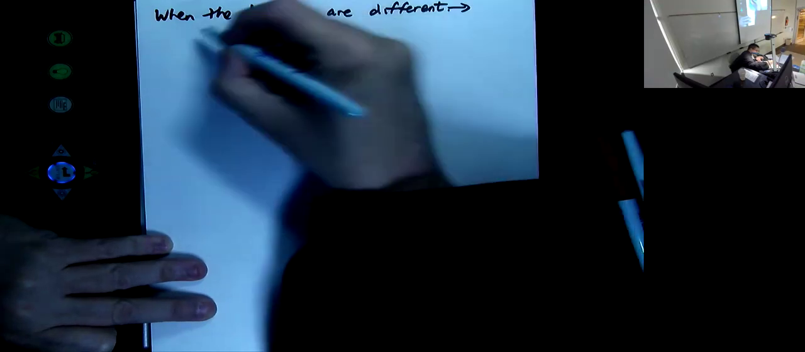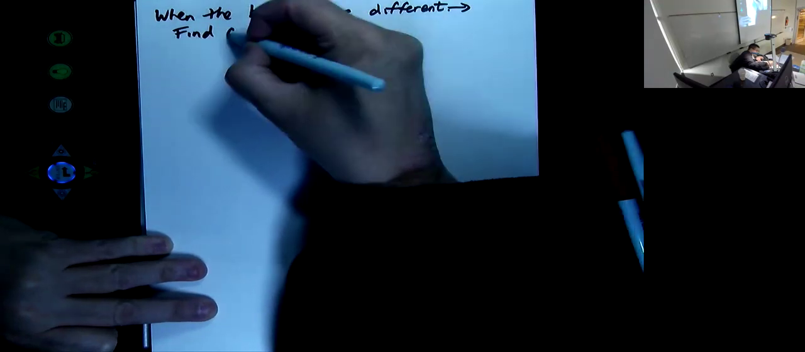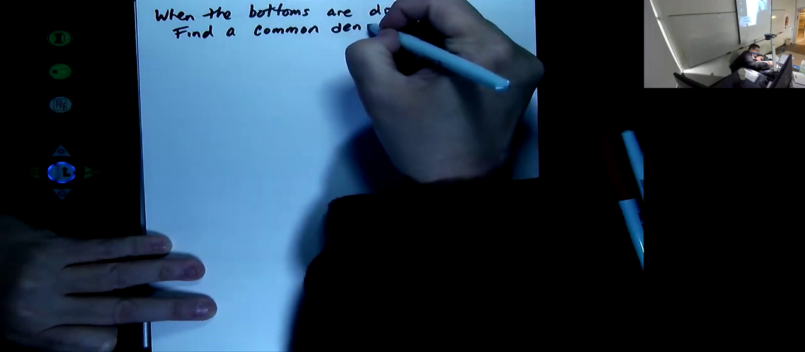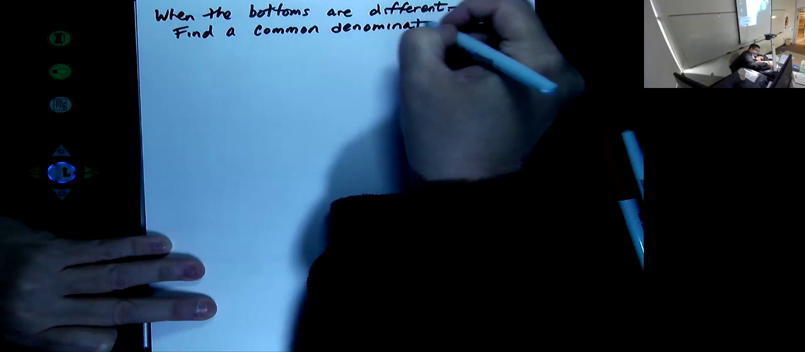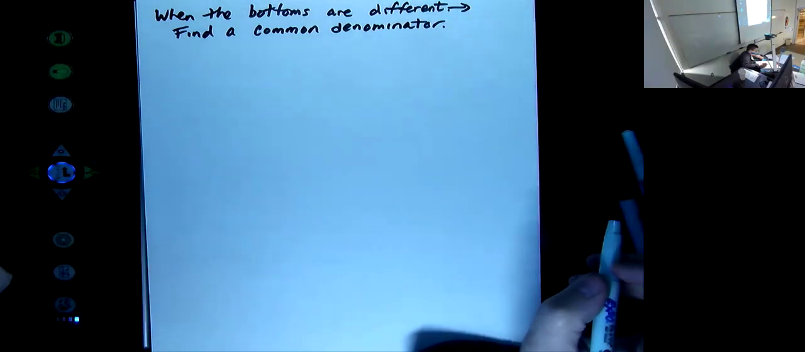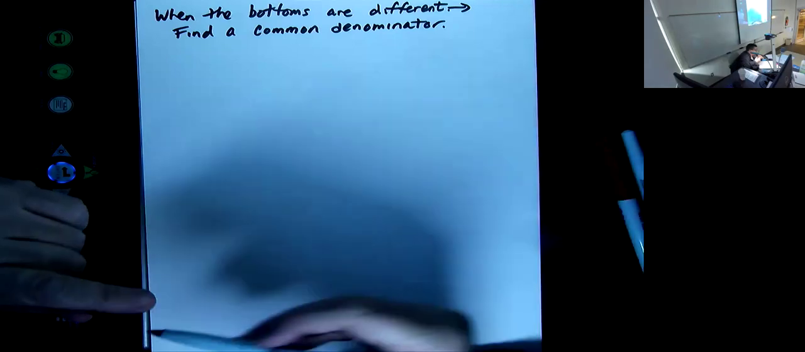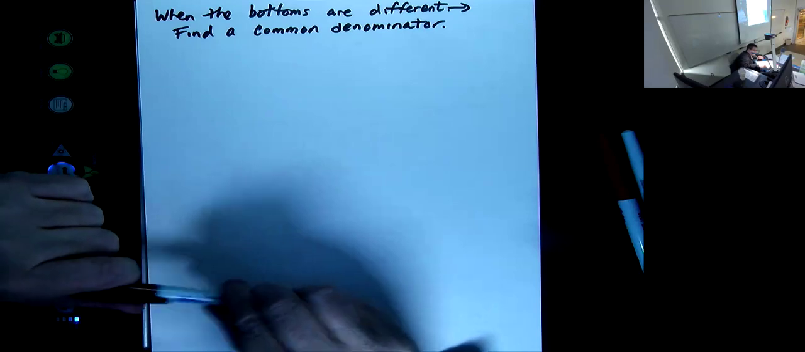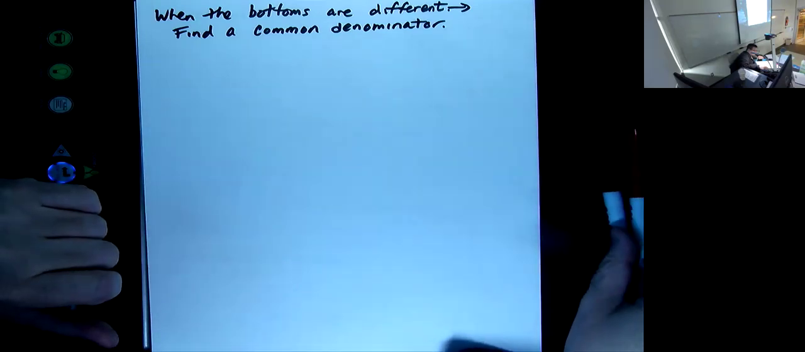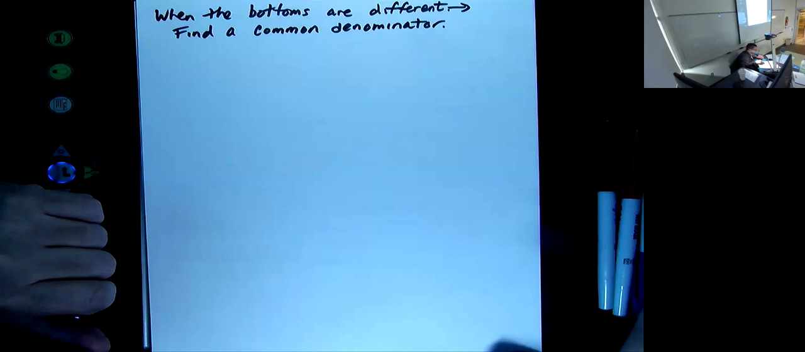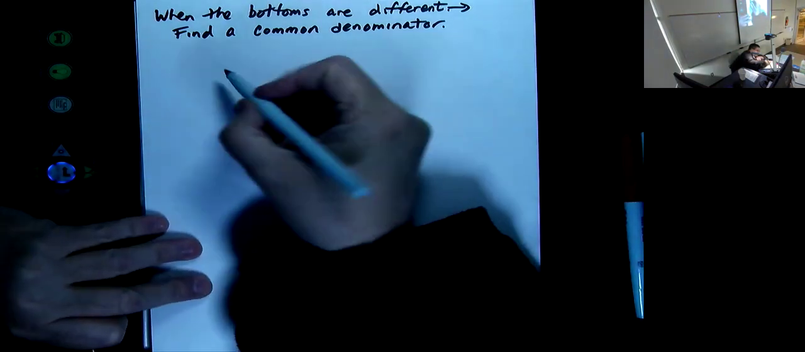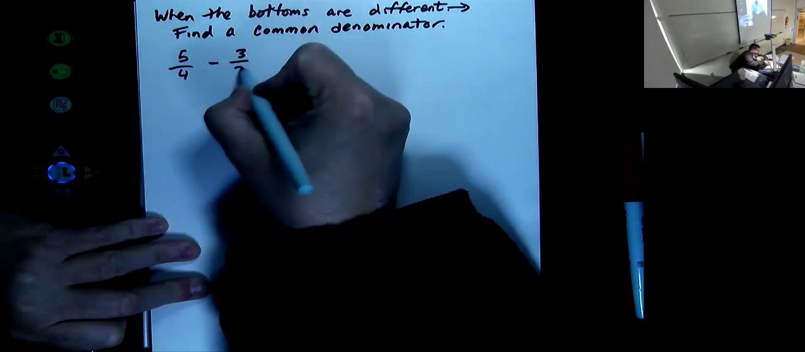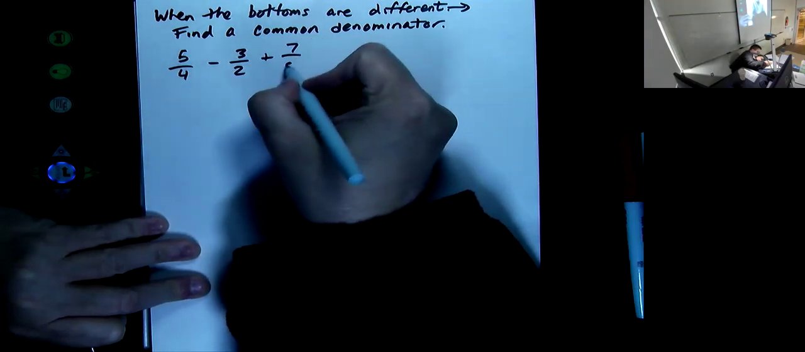We have to find a common denominator. And that is one of the few instances where I am not going to say bottom. It's a term, common denominator. They say it all the time. So let's set up an example and I use it to motivate the idea. We're gonna have 5 over 4 minus 3 over 2 plus 7 over 8.